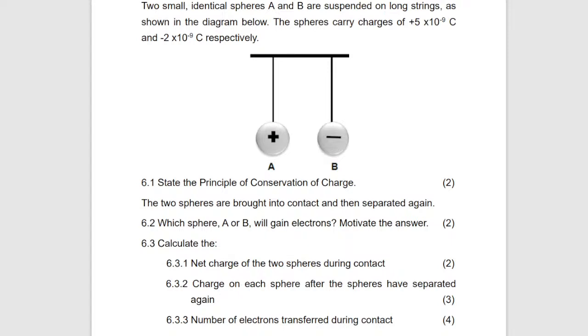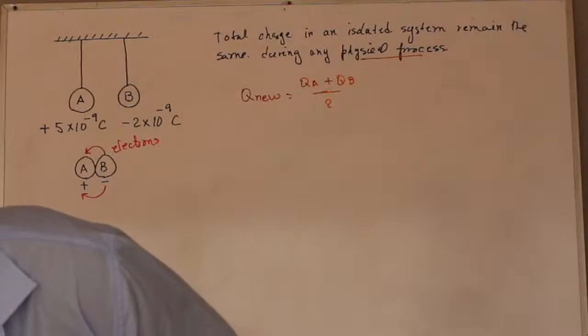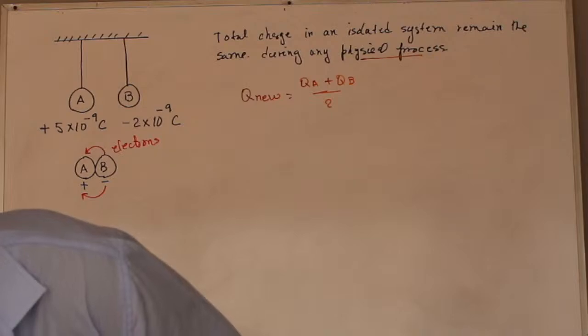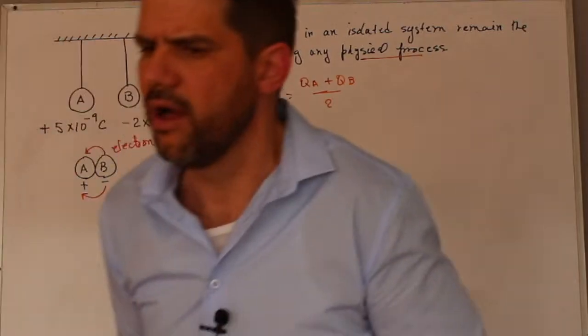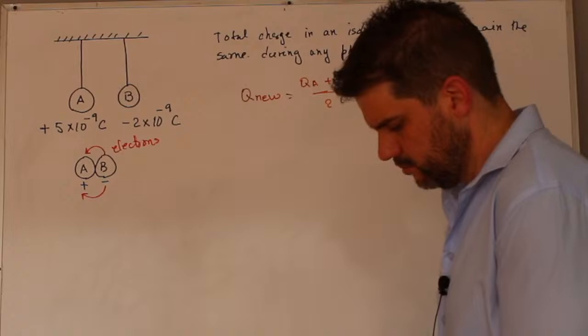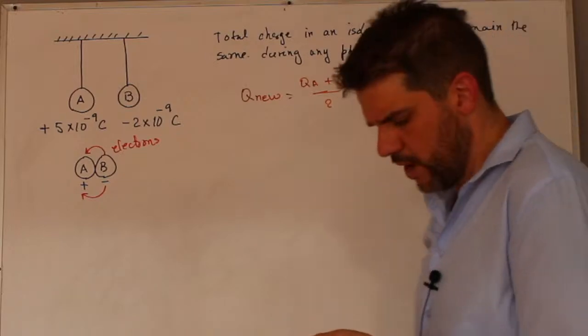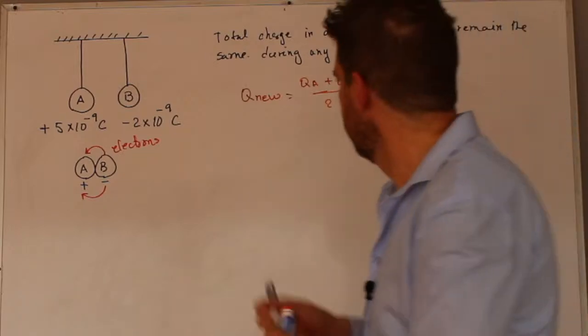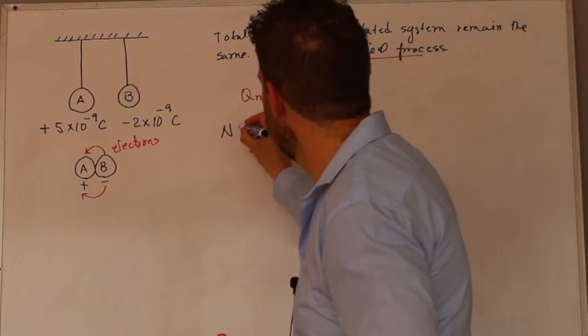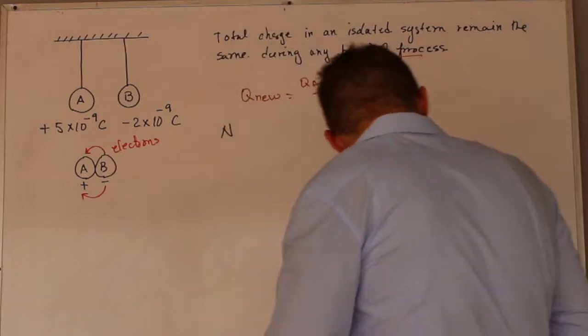The next question says, calculate the net charge of the two spheres during contact. So we have to calculate the total charge during contact. That is the same as before and after. All right, so net charge. You know what? Let's calculate all of them. Let's say net charge, and let's write it.